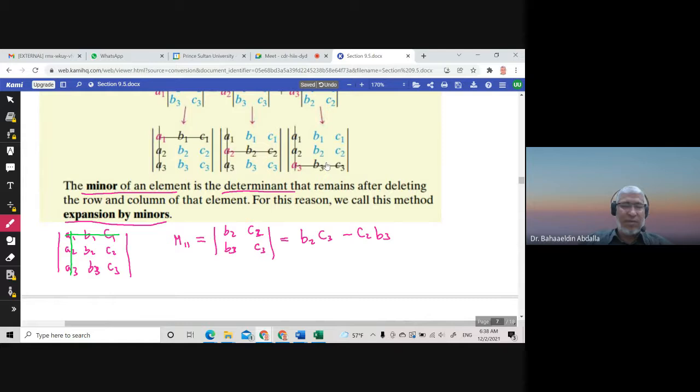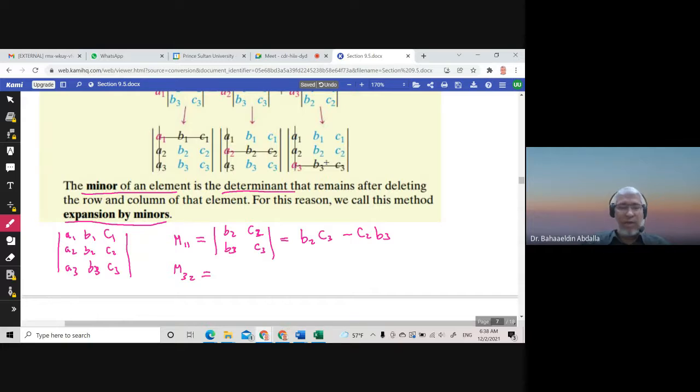For example, let me find another minor for you. Let us say the minor of B3. What is the minor of B3? We call it M what? What row? Third row. What column? Second column. We call it M32. So this is the minor of the element in the third row, second column, which is B3.